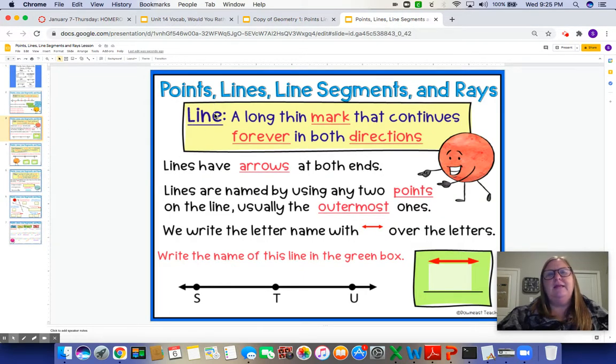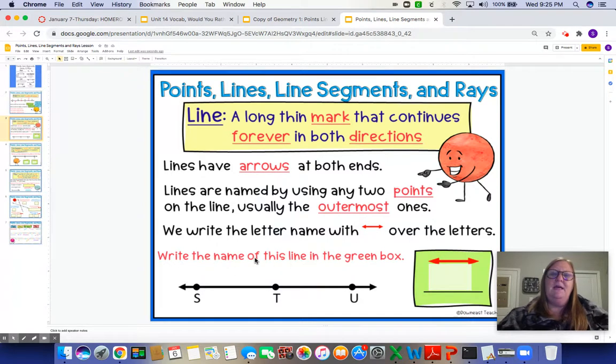Now let's talk about a line. A line is a long, thin mark that continues forever in both directions. So if we look down here at the bottom, we notice it's a straight line, and you notice that it has the arrows on both ends. That's to remind us that lines go on forever. They do not stop. Lines have arrows on both ends. Lines are named by using 2 points on the line, usually the outermost ones. So the outermost would be the ones closest to the end on each side. We write the letter name with a line drawn over it with arrows, just like this little red one.